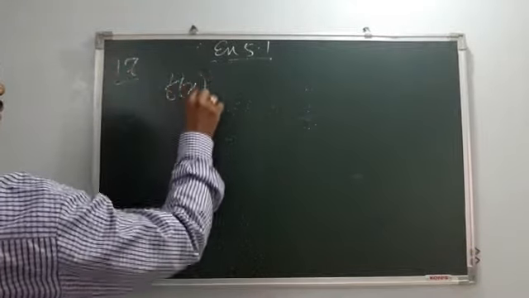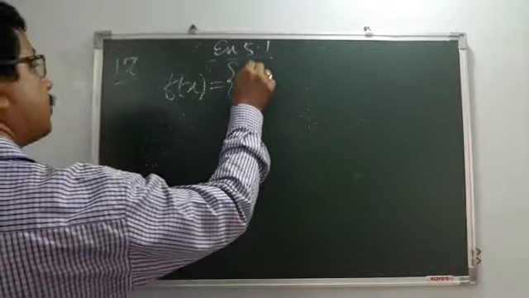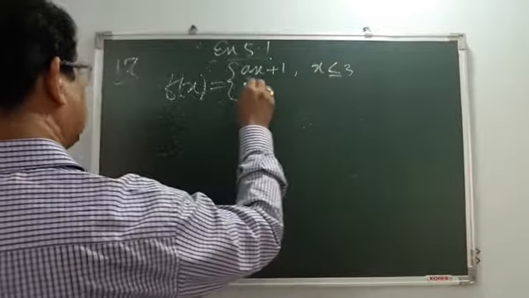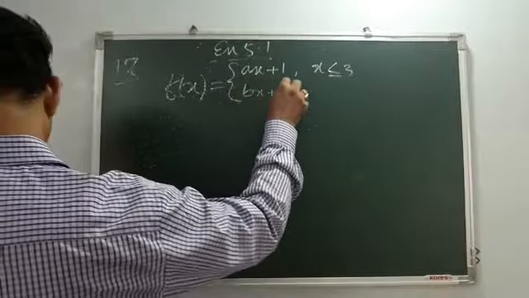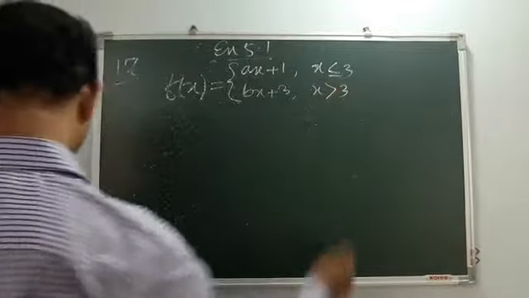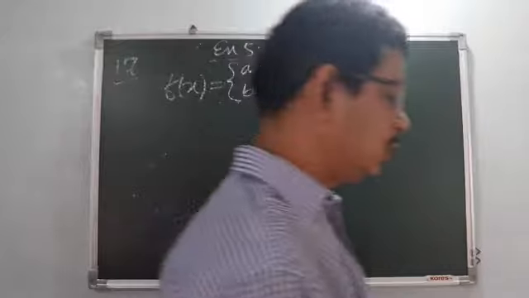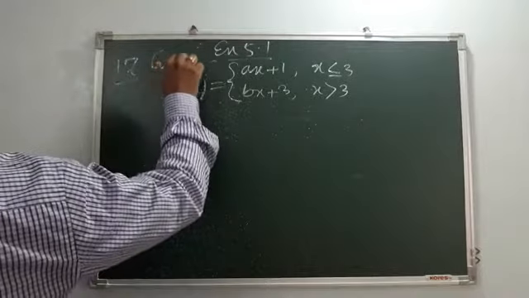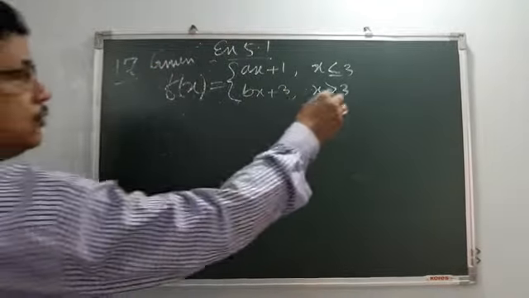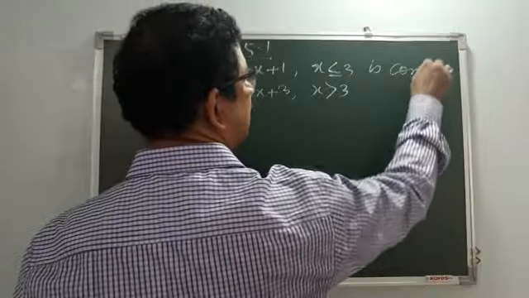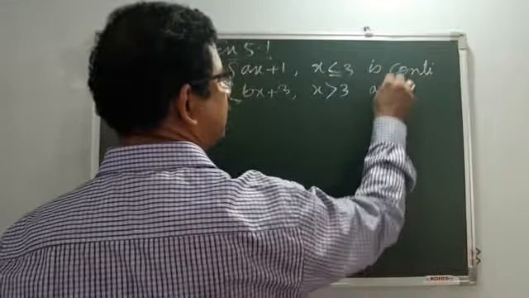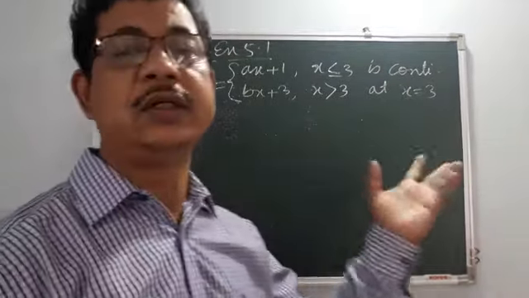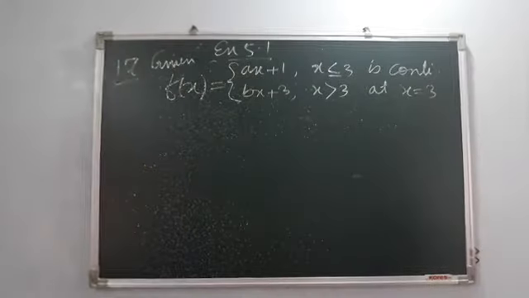Here f(x) is ax plus 1 when x is less than or equal to 3, bx plus 3 when x is greater than 3. So given what? This is continuous at x equal to 3. It is given. They have supplied. Here no need to prove that it is continuous. It is continuous. They have already given.